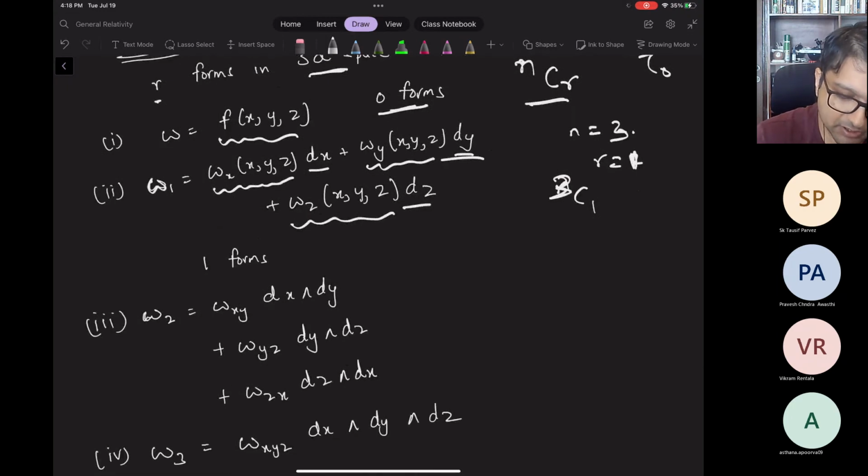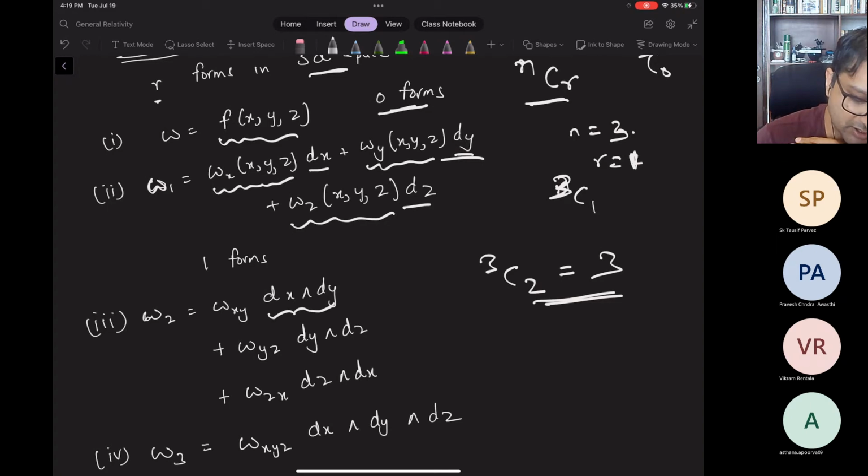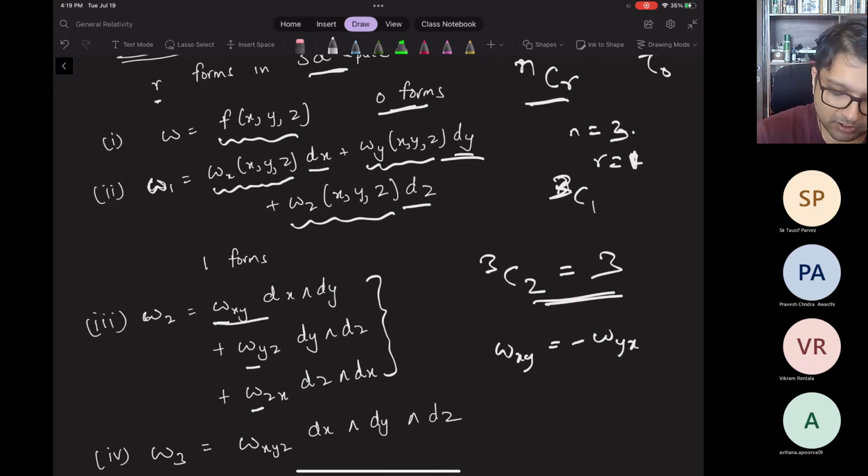Similarly, we can get our two-forms. Again, there are 3C2, which is 3 two-forms. The basis of two-forms is dx wedge dy, dy wedge dz, and dz wedge dx. You don't need to write dy wedge dx because dy wedge dx is the same as dx wedge dy up to a minus sign. So there are only 3 of them in 3 dimensions. The coefficients are omega xy, omega yz, omega zx, and these coefficients are fully antisymmetric. That is, omega xy is equal to minus omega yx. If there was a symmetric part, that would automatically get set to 0 once you multiply it by this antisymmetric piece dx wedge dy.